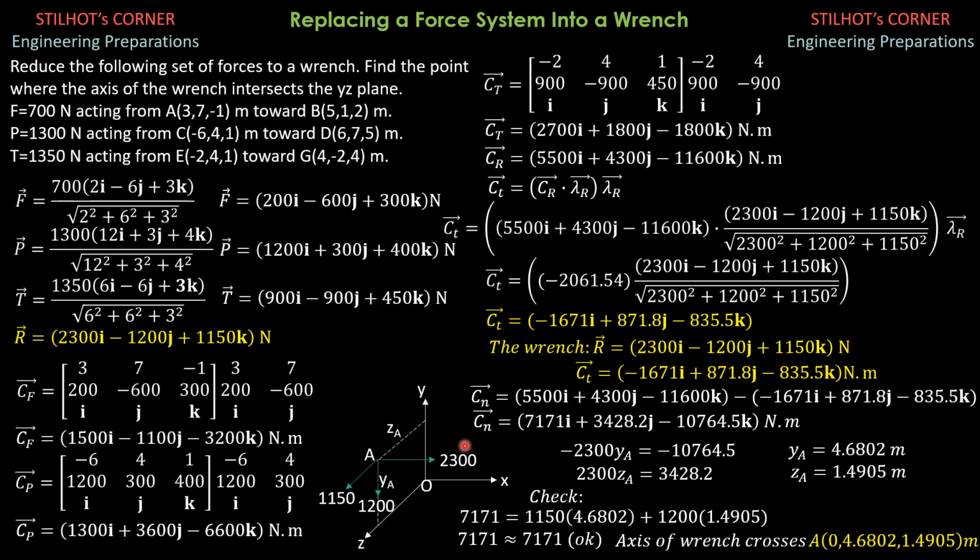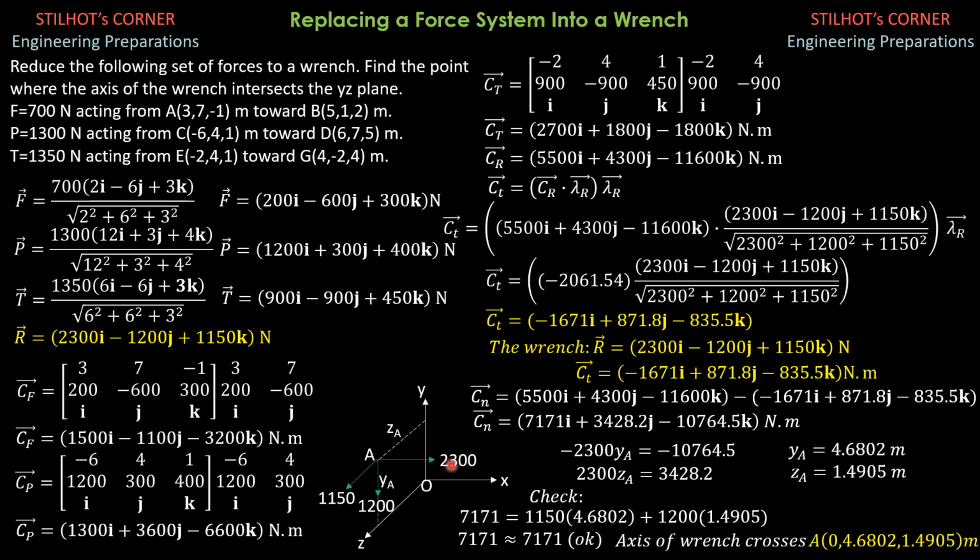Then for the point of intersection of the axis of the wrench with the YZ plane, we'll call that point A. We first compute the normal component of the resultant couple, which is the resultant couple minus the tangential component of the couple. So therefore, we have the normal component of the resultant couple as 7171I plus 3428.2J, then minus 10,764.5K Newton meter. So this is now point A.